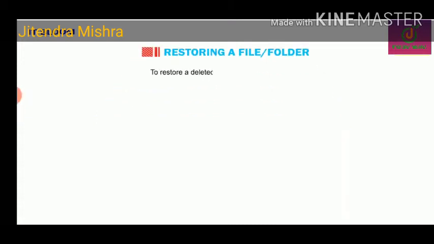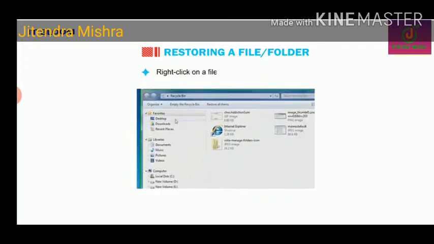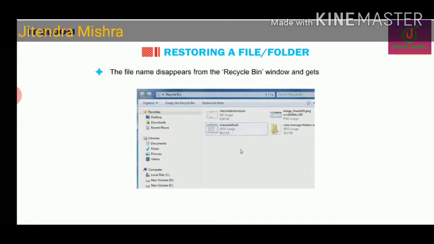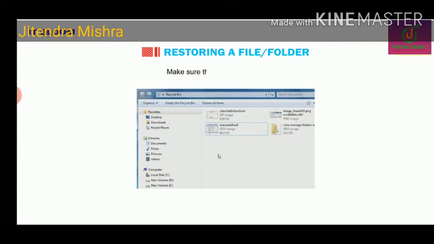To restore a deleted file from the Recycle bin, open the Recycle bin folder. Right-click on a file and select Restore option. The file name disappears from the Recycle bin window and gets restored at its original location. You can also click on Restore All Items button at the top to restore all the files to their original place. Make sure that no files are selected. Similarly, you can click on Empty the Recycle bin button to delete all files permanently.